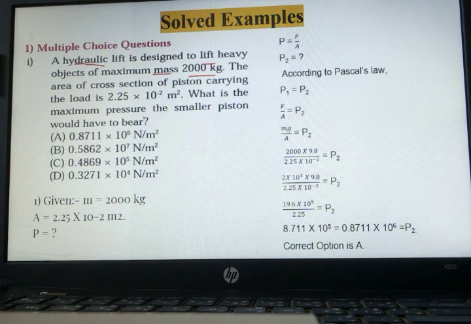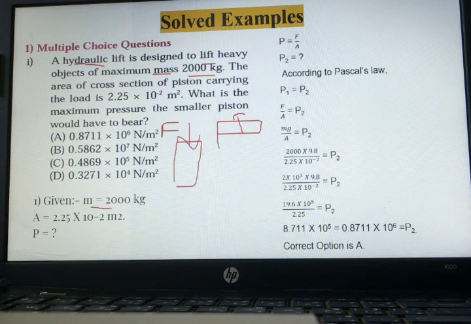What is the maximum pressure in the smaller piston? Take for example, this is a heavy load which we have to lift. Over here is a small force we have to apply, and this is the heavy load which we have to lift. First of all, let us see whatever terms have been given.